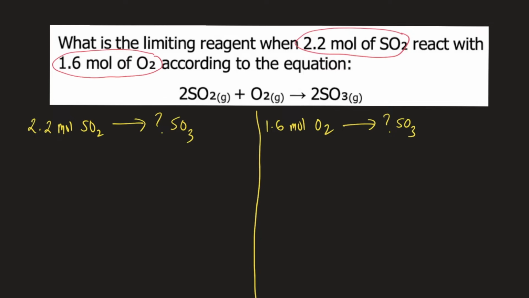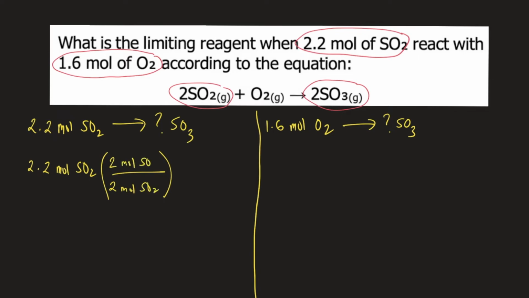So let's start first with SO2. So 2.2 moles of SO2. According to the balanced chemical reaction, 2 moles of SO2 forms 2 moles of SO3. So you write that in your conversion. 2 moles of SO2 forms 2 moles of SO3. So moles of SO2 will cancel. Now we have moles of SO3. And this is equal to 2.2 moles of SO3.